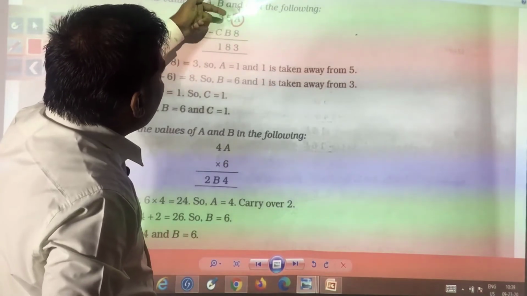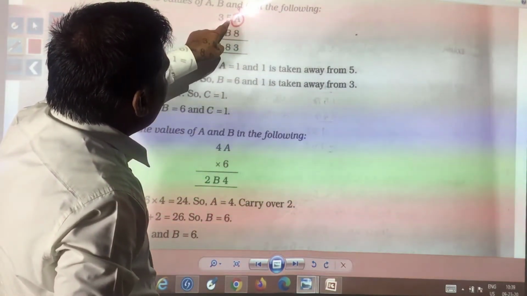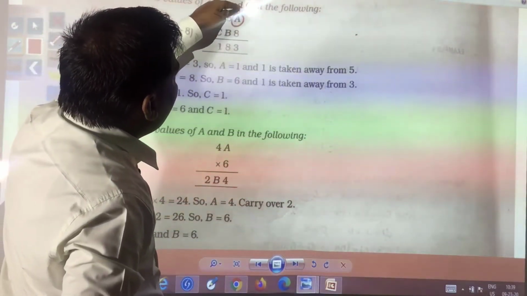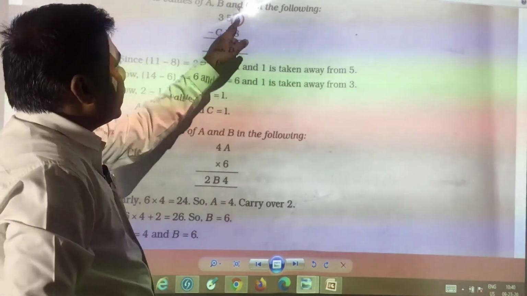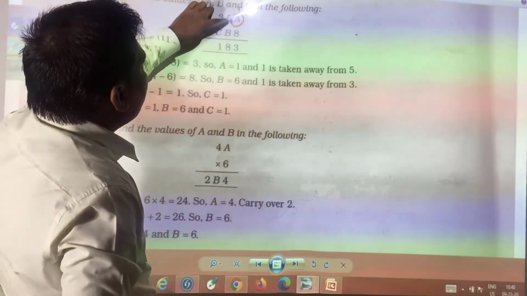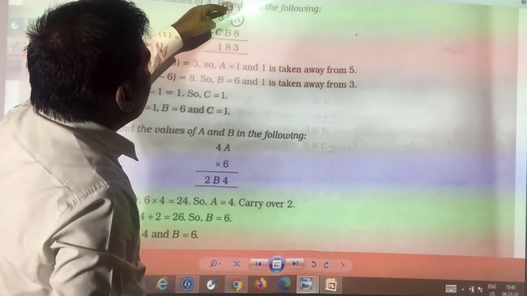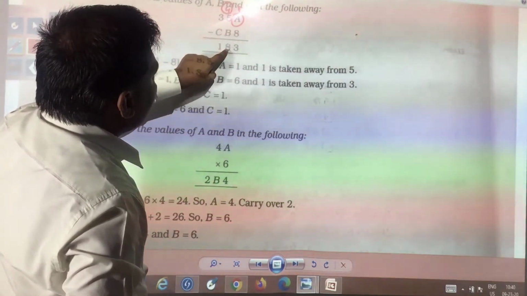So, here if you are doing subtraction, what we would do, we will borrow 1 from 5, so it will become 11, and 11 minus 8 will be 3. So, like that we need to do. Now, here you have 4.